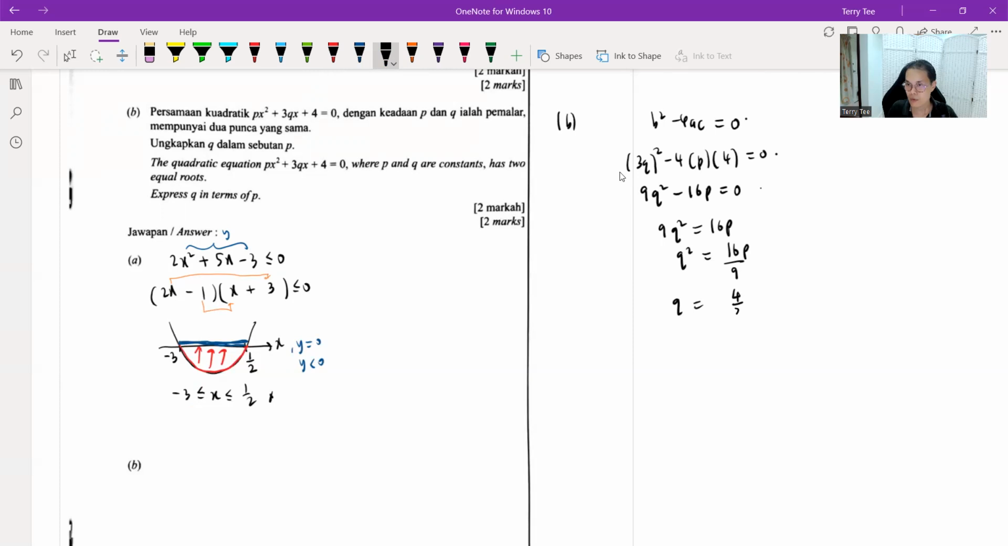Square root 9, you get 3. P, you square root, you get square root p here. By right, you should put a plus minus. But normally in this question, when they ask to express p in terms of q or q in terms of p, normally we don't put a plus minus. But the marking scheme here, they actually put it. So actually it's okay not to put, but if you put it, it's nothing wrong as well.